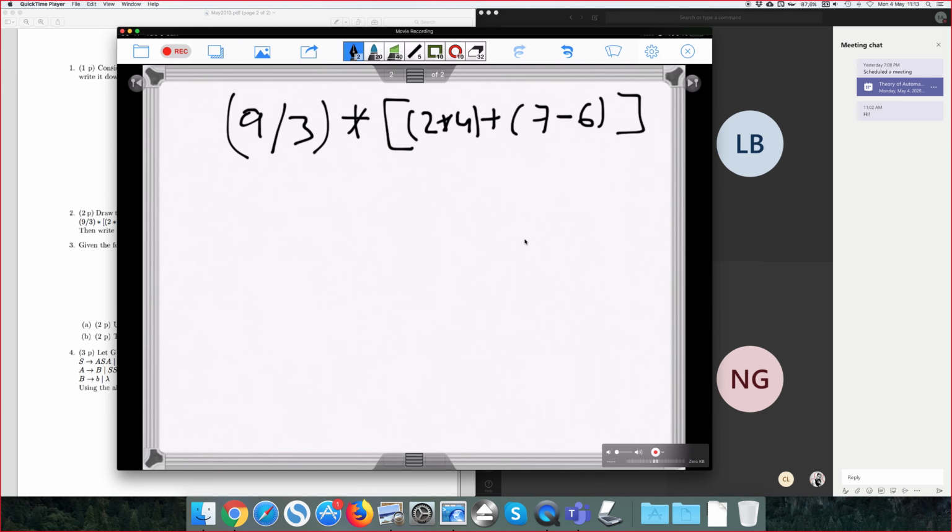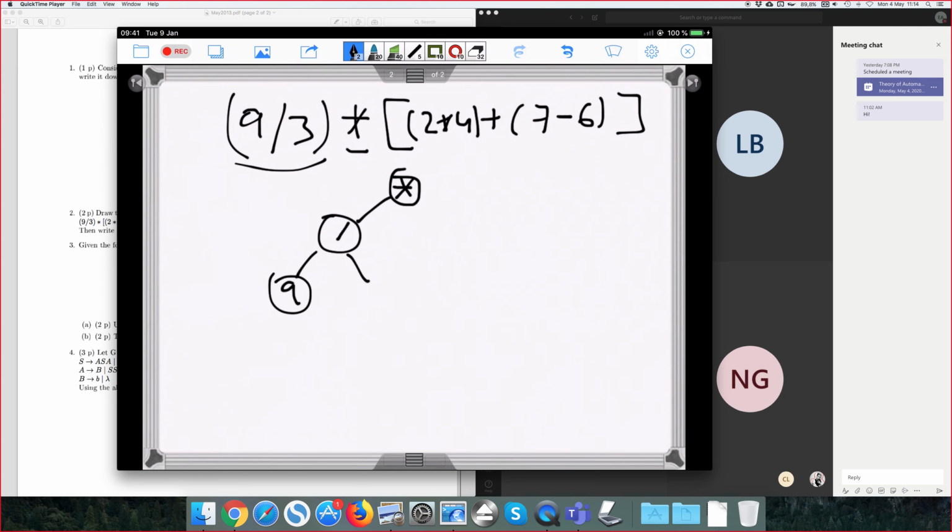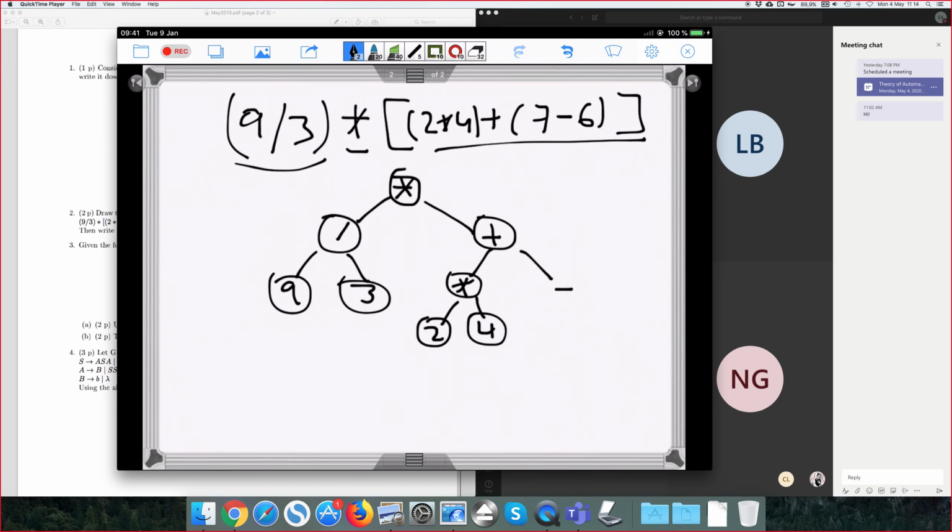Okay, so the weakest operation in this expression is this multiplication here because of the brackets. So we have a multiplication, and then here in this part, of course, we have a division, 9 and 3, and in this part now the weakest operation is the addition, and then we have a multiplication of 2 and 4, and then the subtraction of 7 and 6.